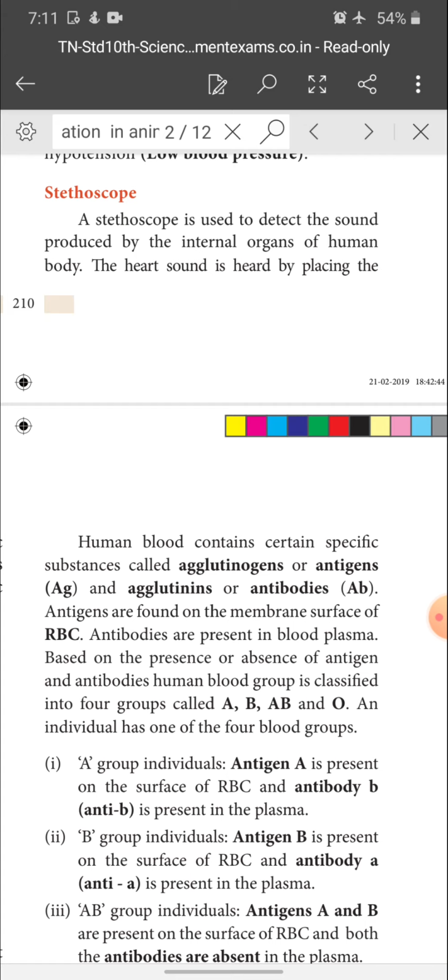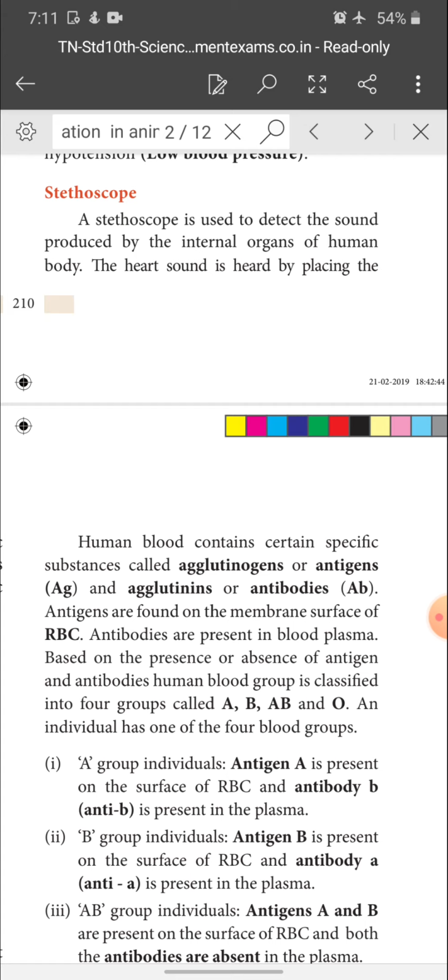You know, children, we do not all have the same type of blood. Some have blood group A, some B, some O, some AB. In that, some are O positive, O negative, A positive, A negative, like that. This also we are going to see.